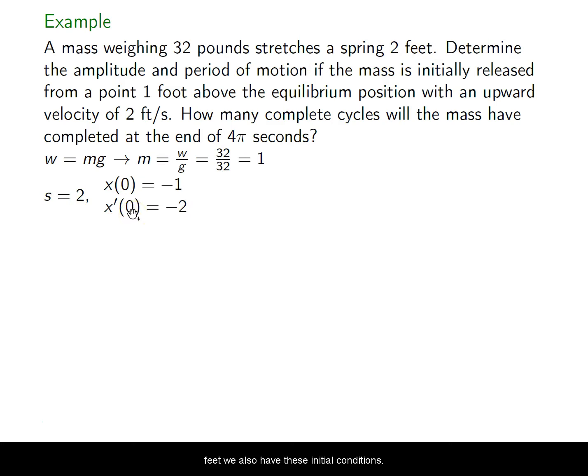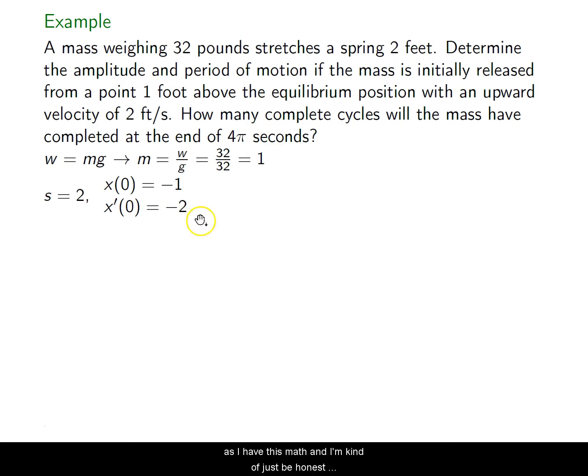We also have these initial conditions. So x of 0 equals -1, because when I release my mass, the initial release is from a point 1 foot above the equilibrium position. So remember, equilibrium, positive direction, equilibrium, negative direction. Since I am above the equilibrium position, it is -1 foot. Also, it says I'm releasing it with an upward velocity of 2 feet per second. So I'm moving it upwards when I let it go.